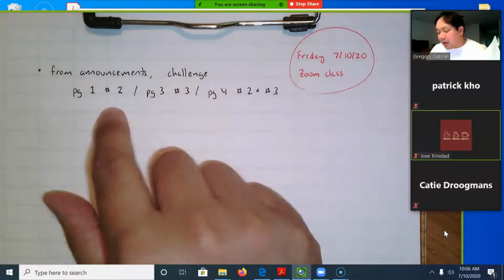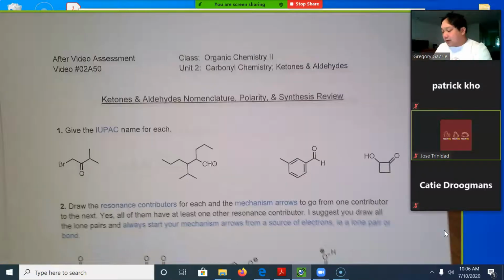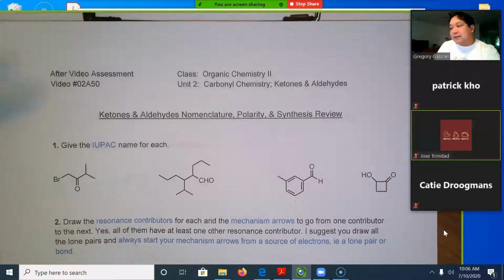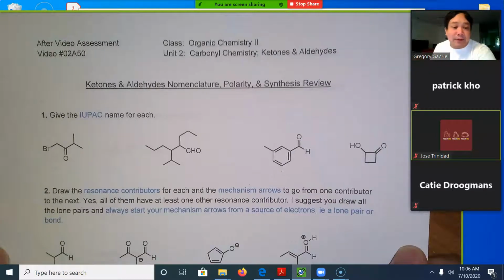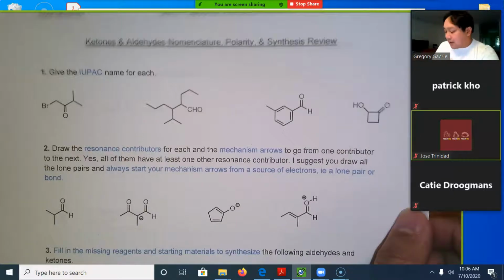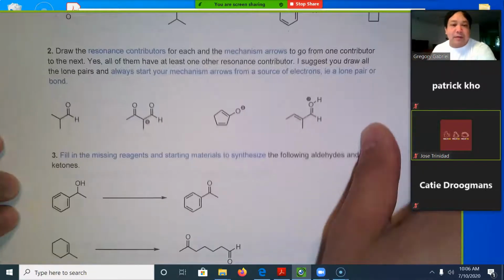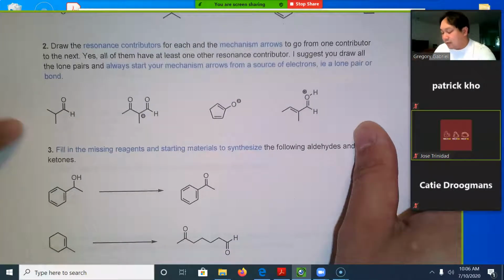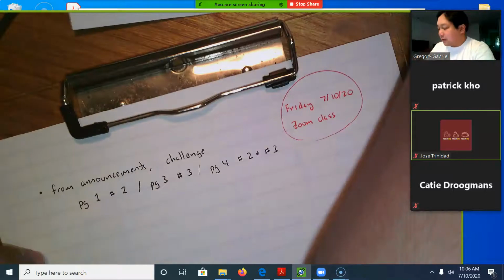These were the four problems that I mentioned in the announcements. I don't know if we'll get through all of them. These are the practice problems, or what we call after-video assessments. The idea is that after you watch the videos and take notes, you can do a self-assessment and see if you understood the concepts by doing some of these problems. The first one, page 1, number 2, is not necessarily hard. It's just something that a lot of people are not very used to. It has to do with resonance of molecules that have a carbonyl group. So that's what I'm going to do first.